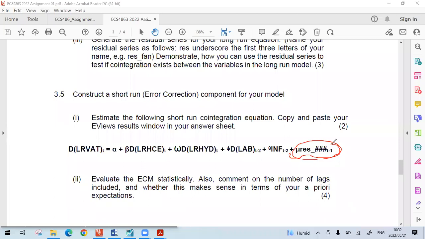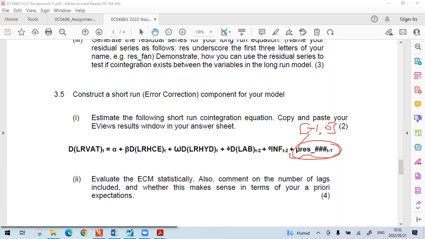And we know that its coefficient should be negative and should be bounded, right? If it's close to -1, it means the speed of adjustment is fast. If it's close to 0, it means the speed of adjustment is slow. If it's equal to 0, it means there's no adjustment at all, right?